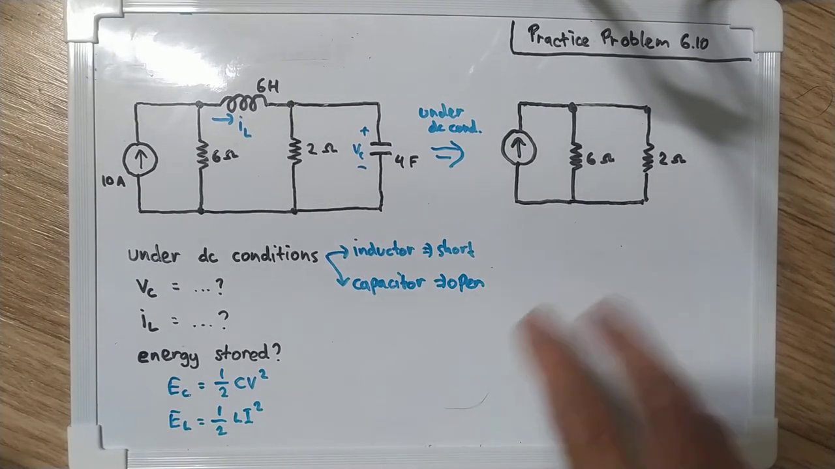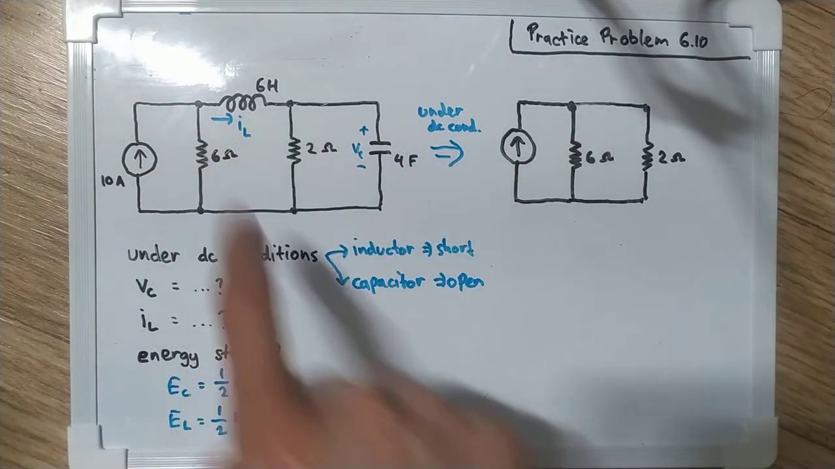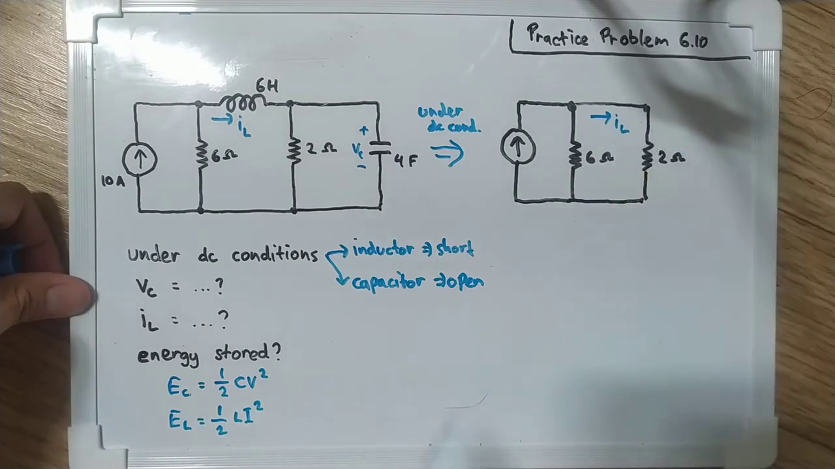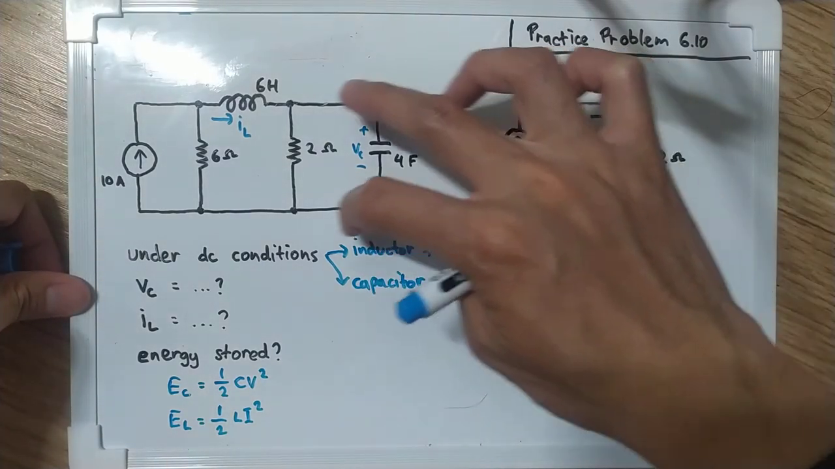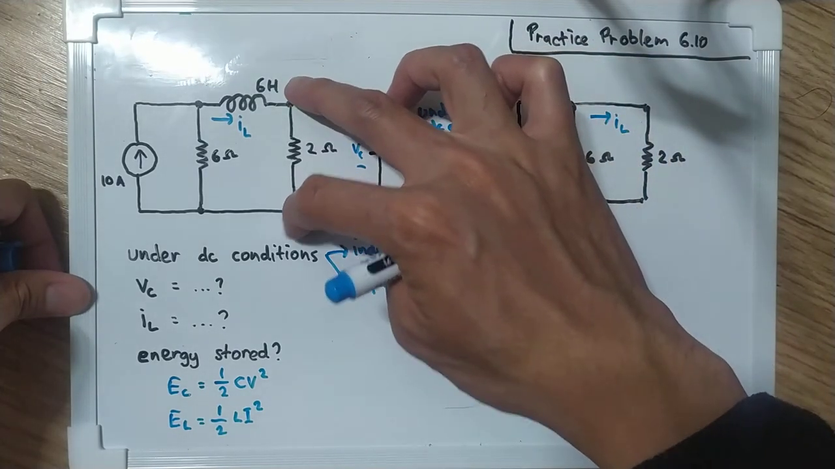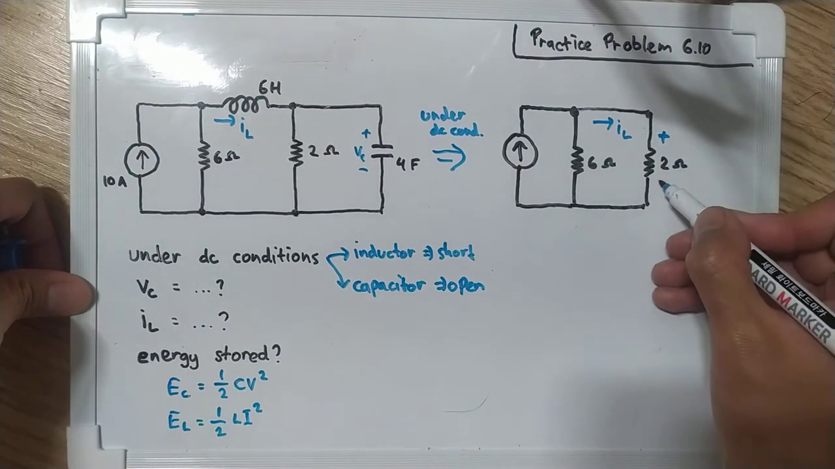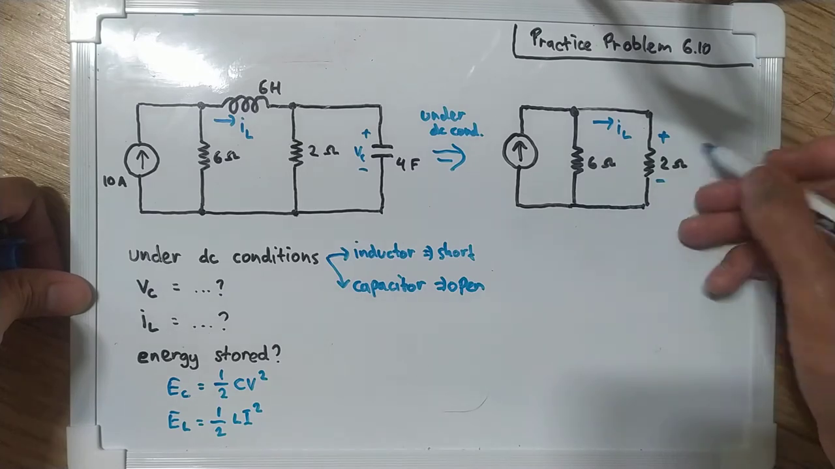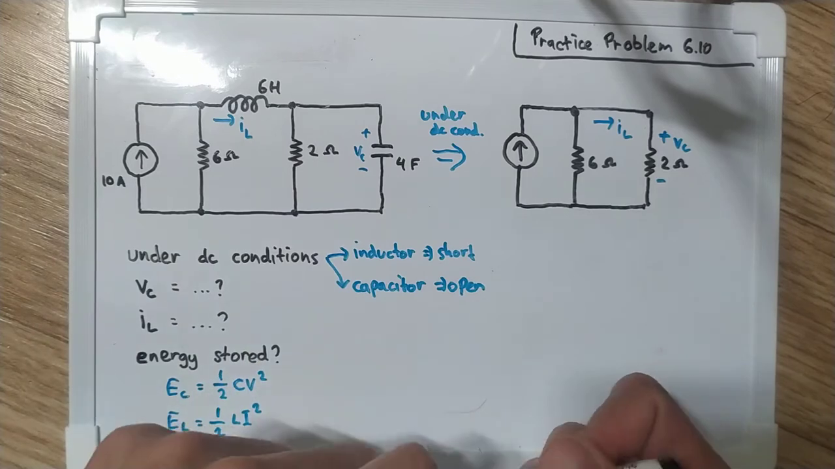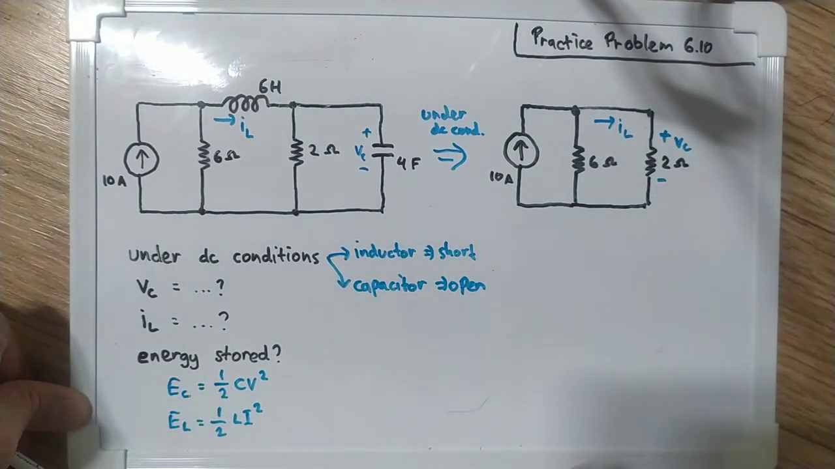Okay, here is the circuit that has been redrawn. So our inductor becomes a short circuit here. So IL is the current here, and VC is the voltage across here. Because this is parallel, this will be the same as this voltage. So we have that, and this is the 10 ampere current source. Okay, let's do the analysis.